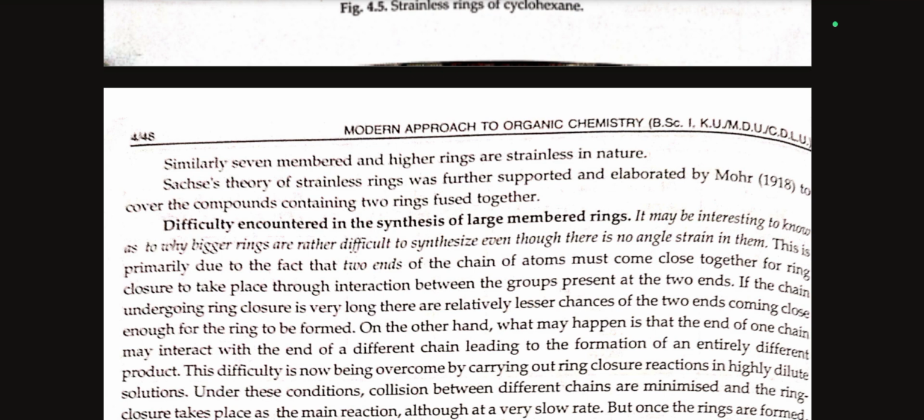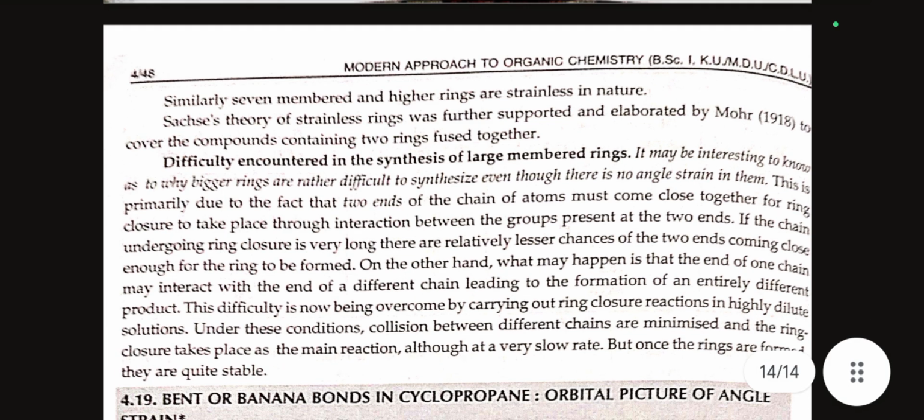This is primarily due to the fact that the two ends of the chain of atoms must come close together for ring closure to take place through interaction between the groups present at the two ends. If the chain undergoing ring closure is very long, there are relatively lesser chances of the two ends coming close enough for the ring to be formed. On the other hand, what may happen is that the end of one chain may interact with the end of a different chain, leading to the formation of an entirely different product.